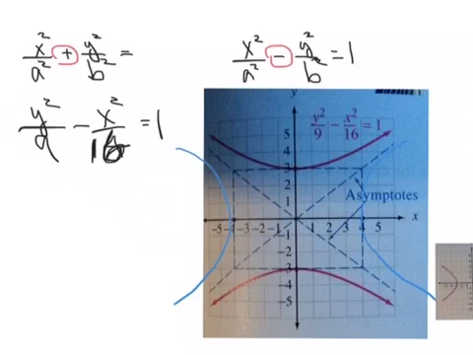Alright, so that is when the center is at the origin for a hyperbola, or the center is at the origin for ellipses. Now what we're going to do is look at ellipses and hyperbolas where their center is not on the origin. So we might get an ellipse that's clear over here somewhere, and that's what we're going to look at next, and we'll just do it in the next video.